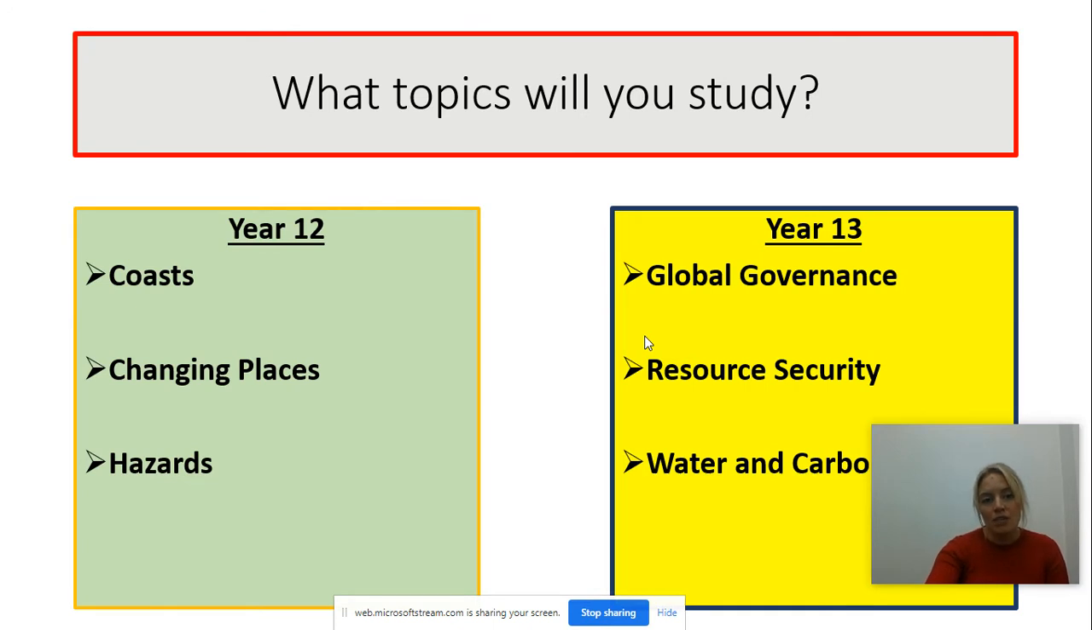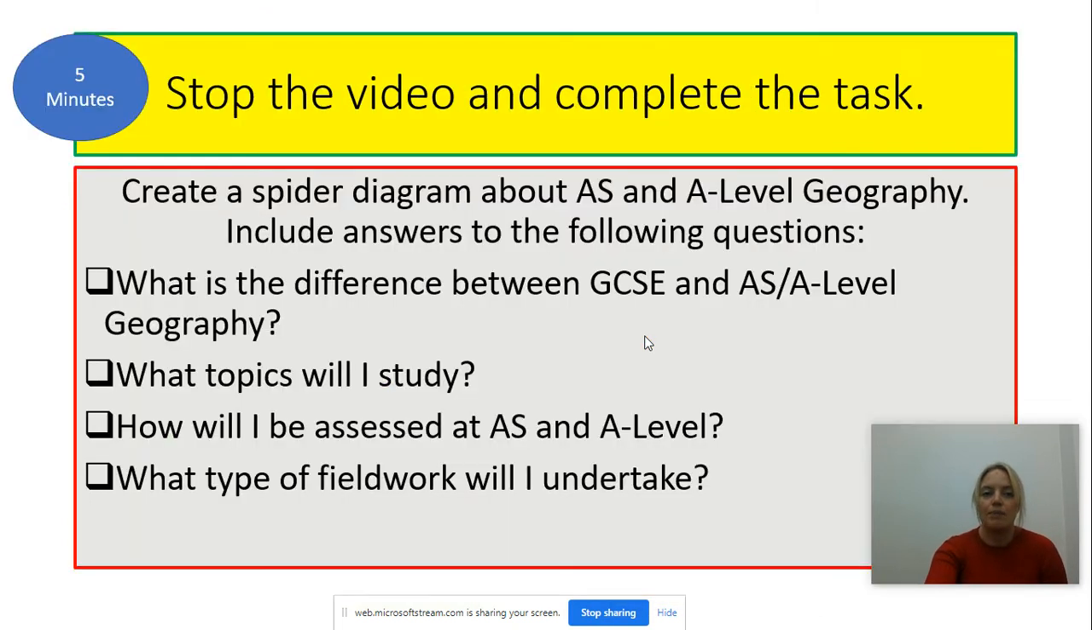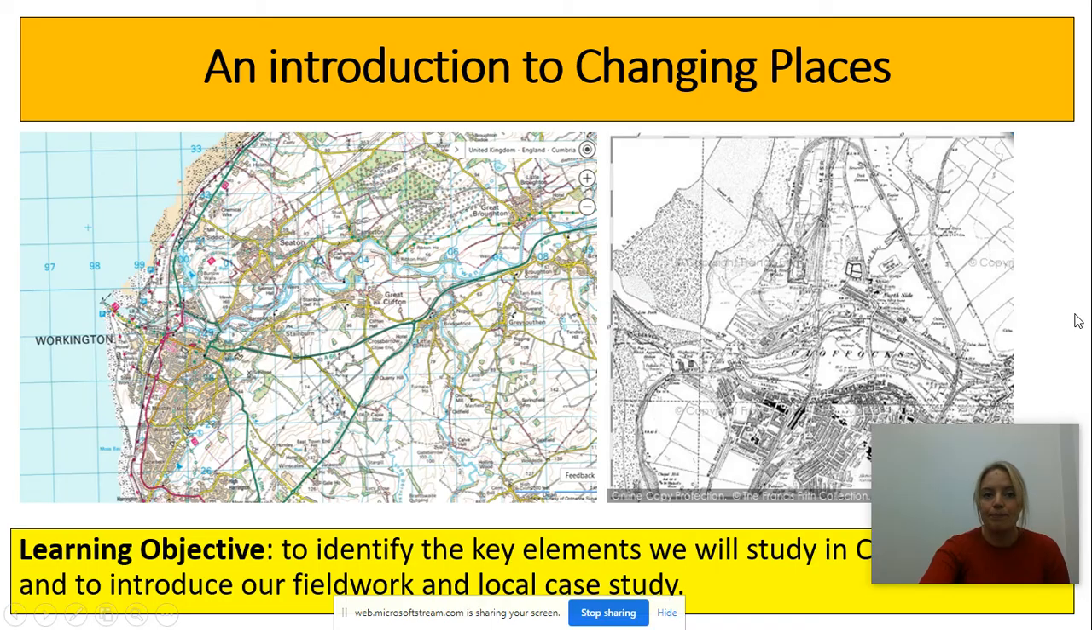Just a little summary then. So in year 12, you'll study coast, changing places and hazards. Year 13, global governance, resource security, and water and carbon. So what I want you to do now is stop the video, take 5 minutes, create a little spider diagram about AS and A-level geography. You need to include answers to those questions on the board. So in 5 minutes' time, you can carry on and we'll look at our first topic.